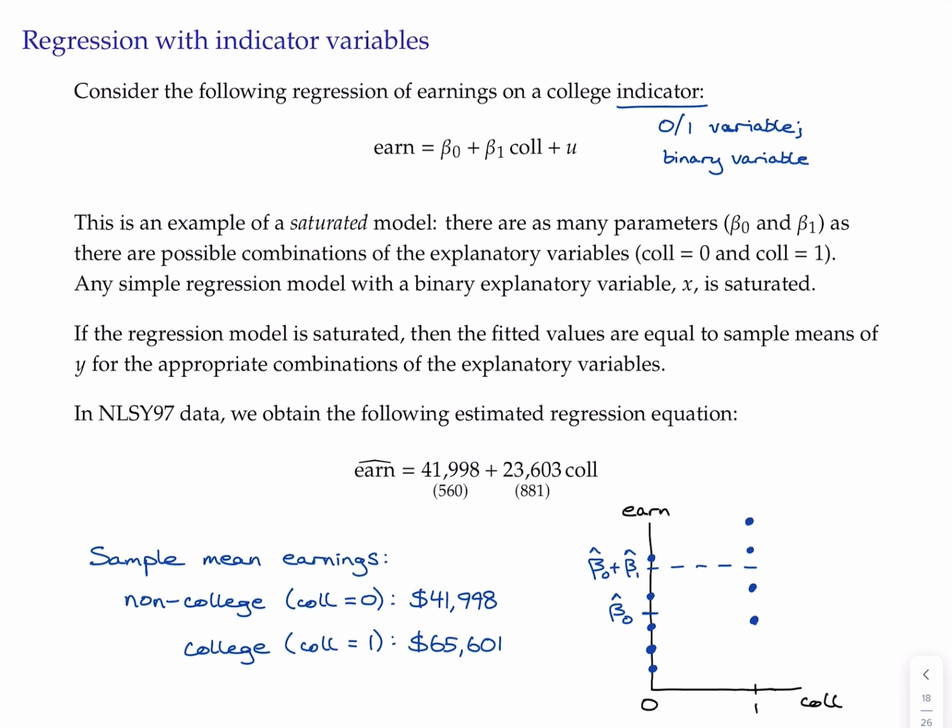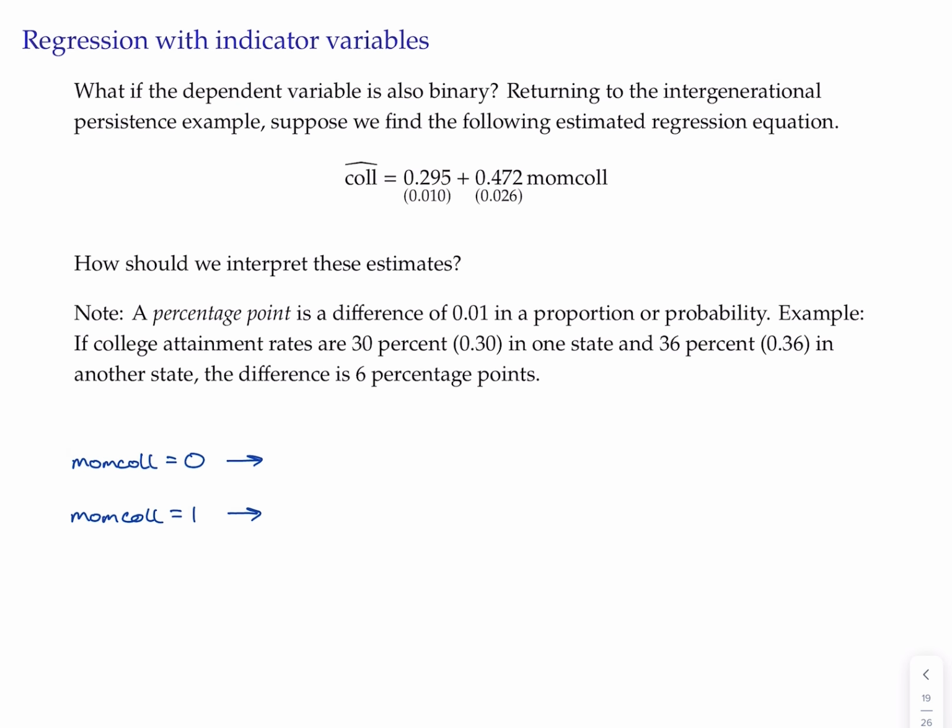But when the regression model is saturated, you do have this property where fitted values are equal to the sample means of y, and that's the case here. Okay, so that's one example of a regression involving an indicator variable where that indicator is on the right-hand side. Now, what if the left-hand side was also an indicator or also a binary variable?